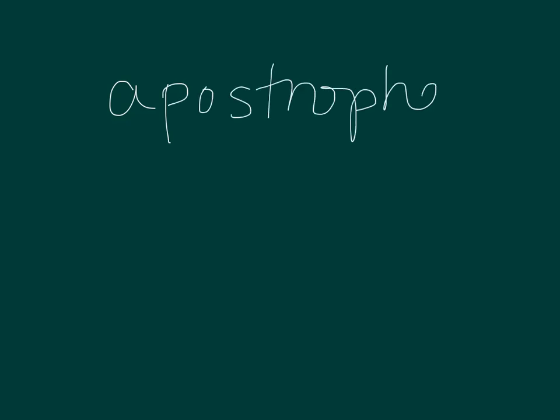So for a quick review, in a contraction, the apostrophe's job is to replace a letter or letters that you've removed. And the apostrophe is that little piece of punctuation that's higher up in the air than a comma. He's coming over, he, apostrophe S. We are going to the store becomes we're going to the store.